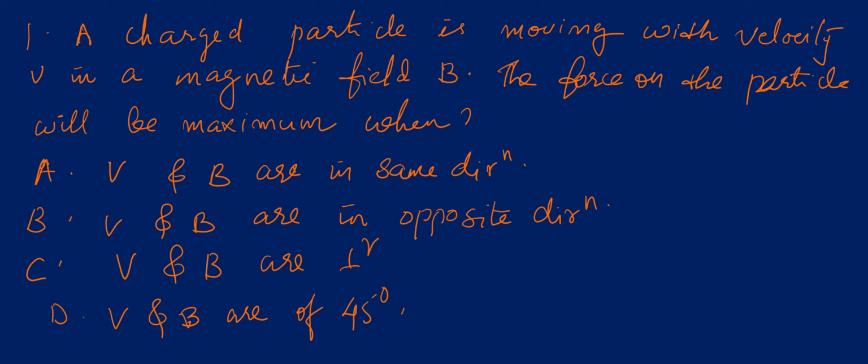A charged particle is moving with a velocity v in a magnetic field B. The force on the particle will be maximum when? We know that the force acting on a charged particle q in a magnetic field B is q into v cross B, or qvB sin theta. Here, according to the theta value, F will change.